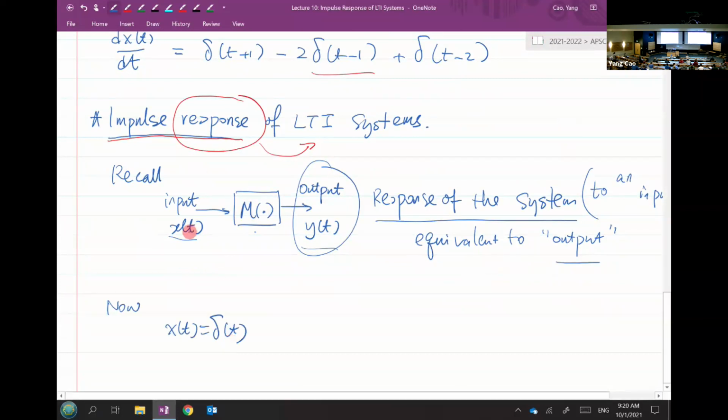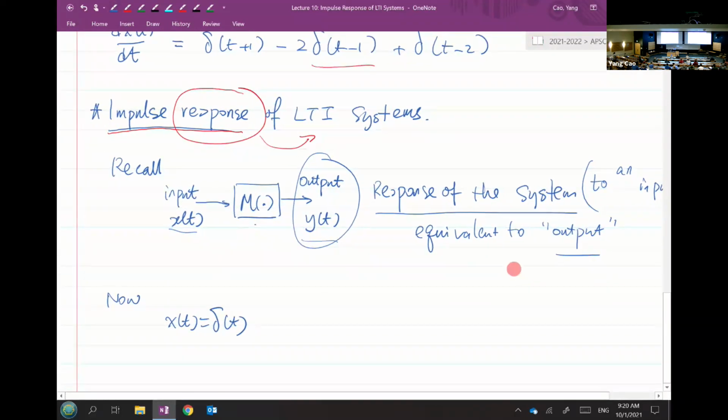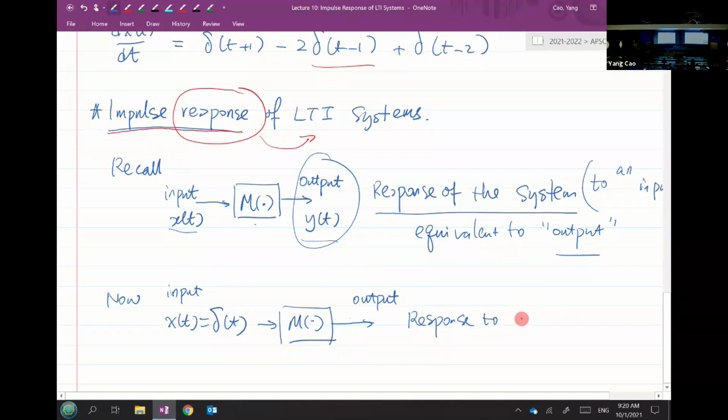As I said, your input can be anything. You can give it a sinusoidal signal, cosine, an exponential signal, or a unit step. That's fine too. But now, specifically, I'm letting my input be this impulse function. So this is your input, and you give it to the same system. Of course, you would expect an output, or a response. So now you will get a response to delta t.